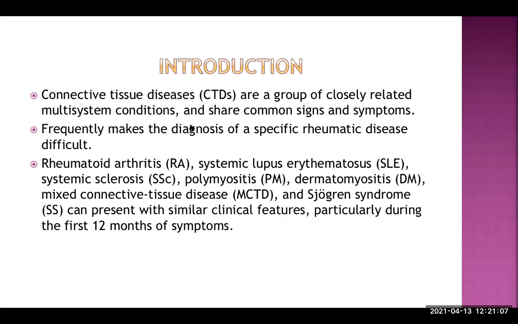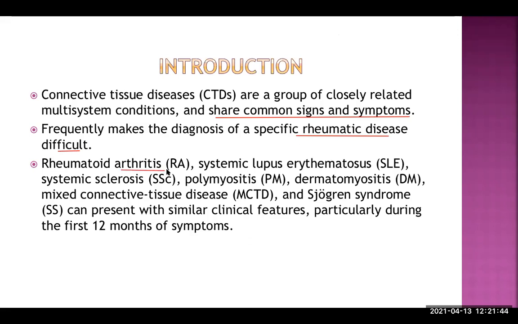Connective tissue diseases or connective tissue disorders are a group of closely related multi-system conditions, and they share common signs and symptoms with each other. This is the important point. Frequently, they make the diagnosis of specific rheumatic disease difficult because they are sharing so many common signs and symptoms. So we cannot really pinpoint which type of disorder this is.